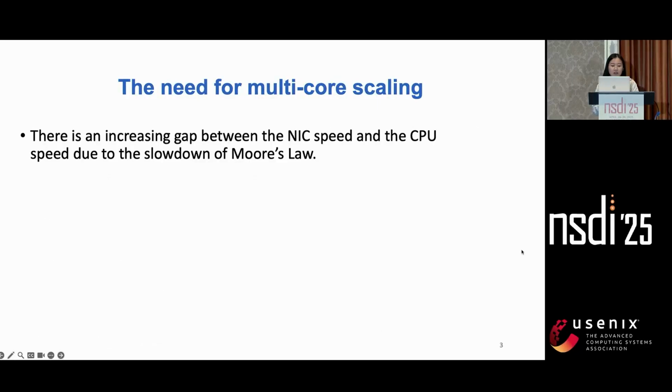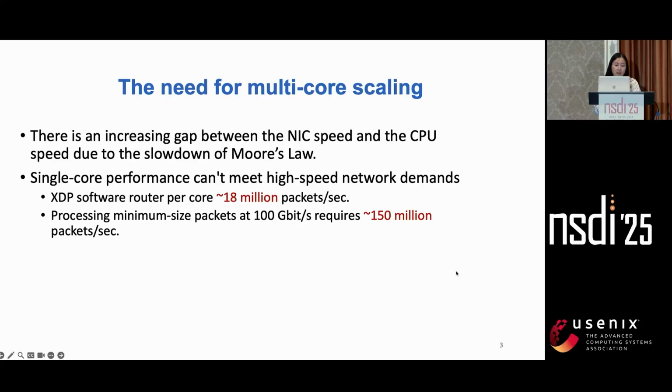There is an increasing gap between the NIC speed and the CPU speed due to the slowdown of Moore's law. And we found that single core performance cannot meet high-speed network demands. For example, for an XDP software router, the single core performance is 18 million packets per second. However, to reach the line rate of a 100 Gbps NIC, we are required to process 150 million packets per second. So we need to scale throughput using multiple cores.